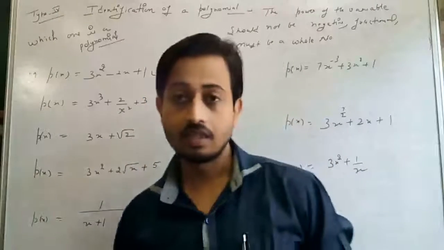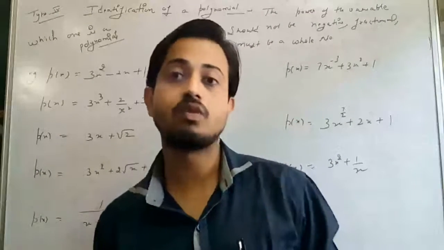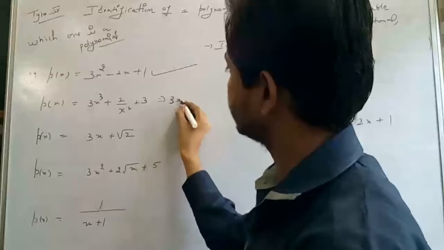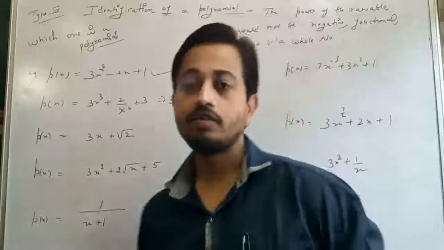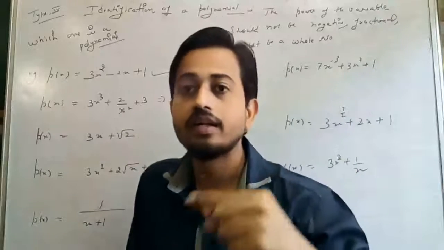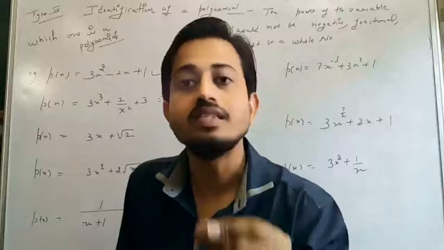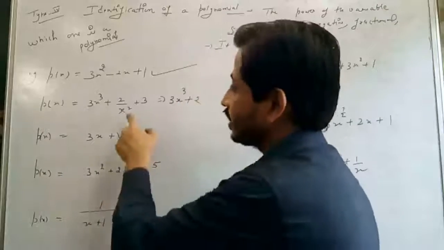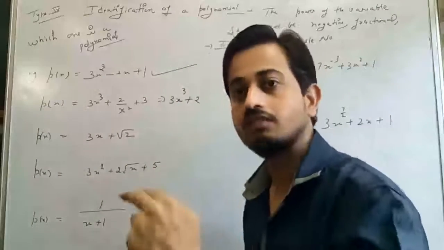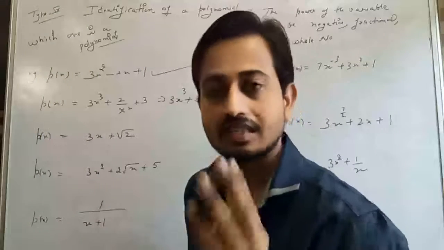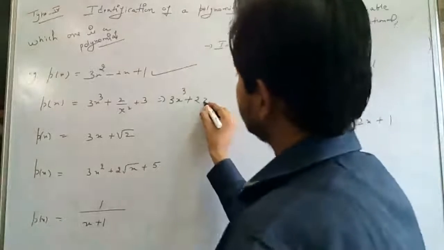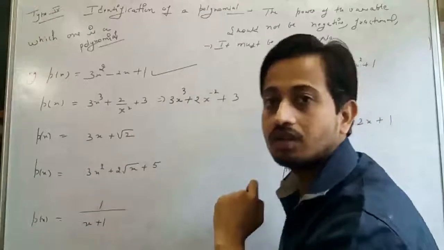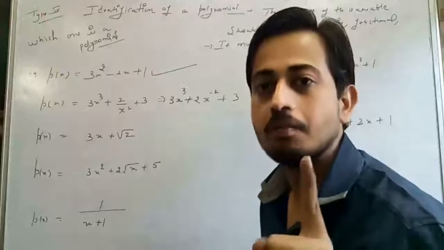Now please make a note here. If you find any term which is in the denominator, then you have to take it to the numerator. So firstly you take it to the numerator, then it becomes 3x cube plus 2. And you know, if we take a term from numerator to denominator or denominator to numerator, the sign of the power will change. If it is positive, it becomes negative, and if it is negative, it becomes positive. Here the power of x is positive 2. If we take it to the numerator, the plus 2 becomes negative 2. So we get x raised to the power minus 2, and the plus 3 as it is. It means here we got a negative power. It means this is not a polynomial.